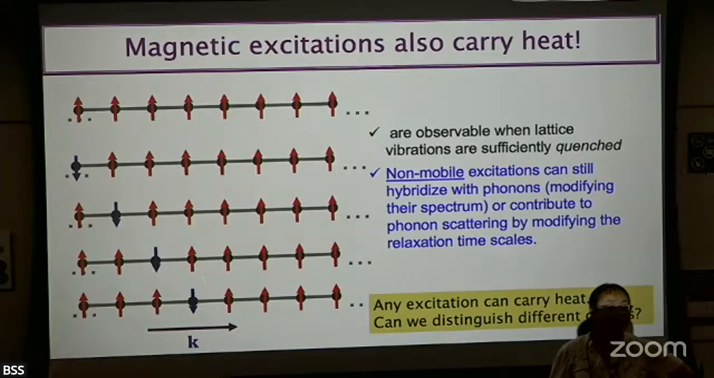And you have all of this phonon, and on top of that, you actually have to detect this. In order to do that, there are many excitations that can carry heat. In the end, how are we going to distinguish what kind of parameter can give us different behavior, to distinguish one is from the phonon, one is from spin, or one is from, as I describe here, a non-mobile excitation that can hybridize with the phonon.